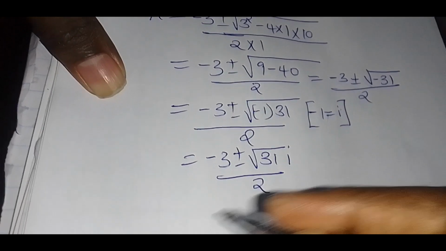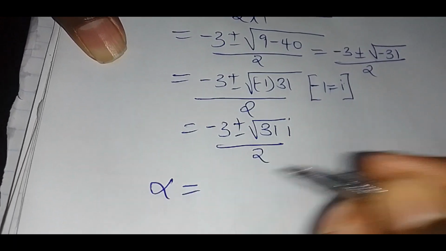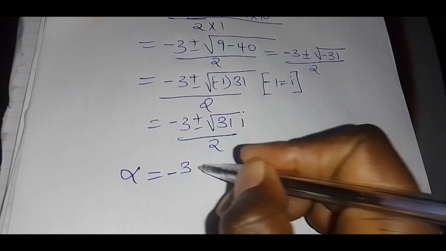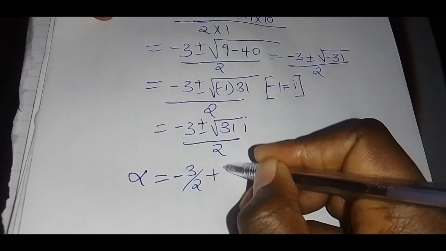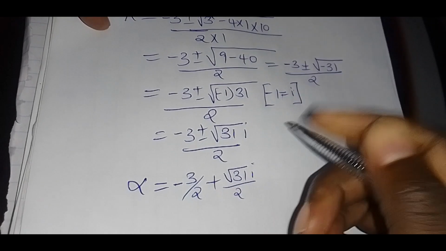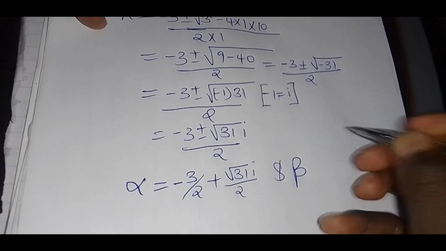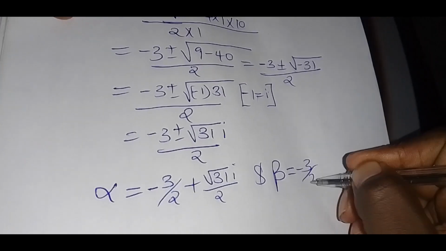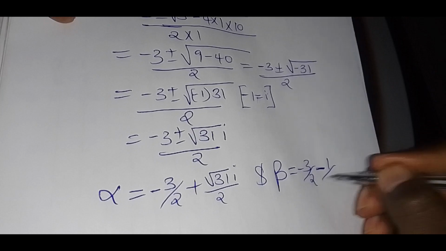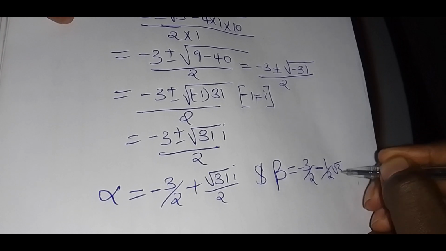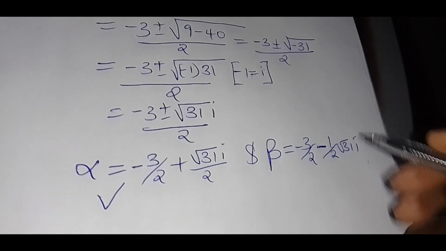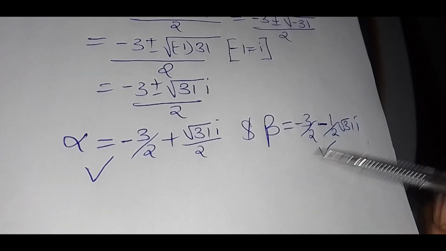So the first alpha, that is the first complex root, is equal to minus 3 divided by 2 plus the square root of 31i, also divided by 2, and beta is equal to minus 3 over 2 minus, which is the same as minus a half square root of 31i. So this is the first root, and this is the second root. These are the complex roots.